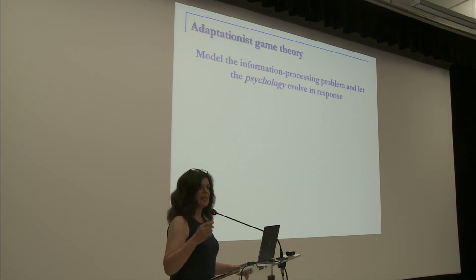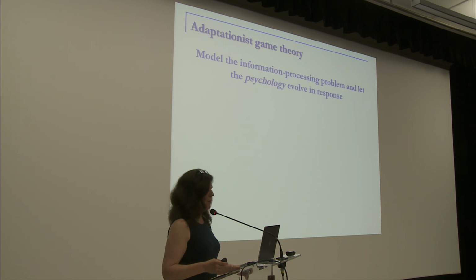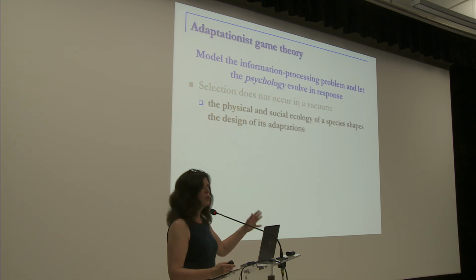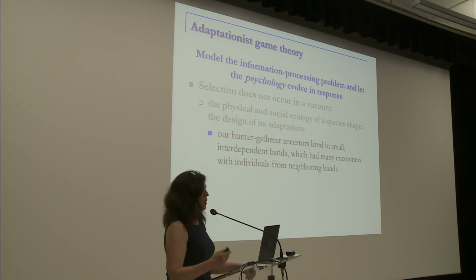So let's turn to something slightly different from evolutionary game theory. I'm going to call it adaptationist game theory, where you model the information processing problem and you let the psychology evolve in response. Selection doesn't occur in a vacuum. The physical and social ecology of a species shapes the design of its adaptations. And our hunter-gatherer ancestors lived in small interdependent bands, which had many encounters with individuals from neighboring bands. And adaptations for direct reciprocity evolved to regulate cooperation in an ancestral world in which most interactions were repeated.